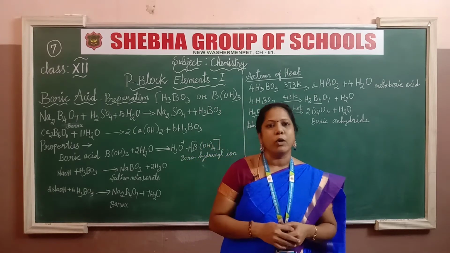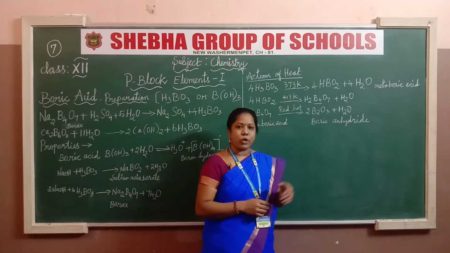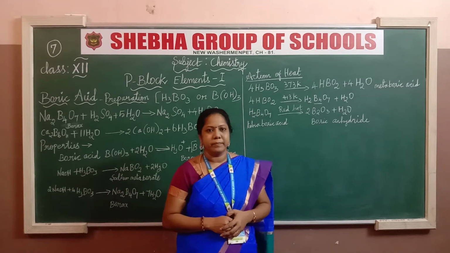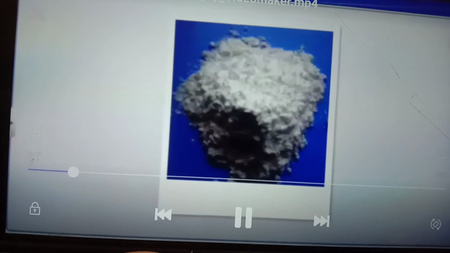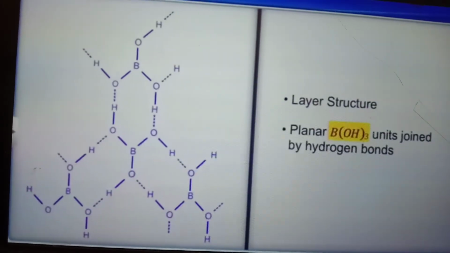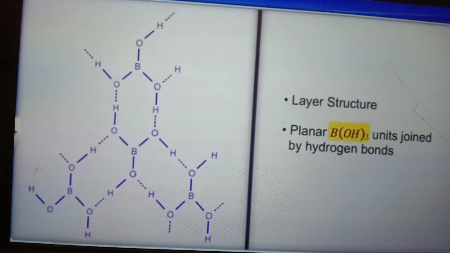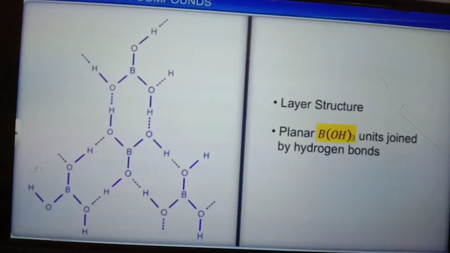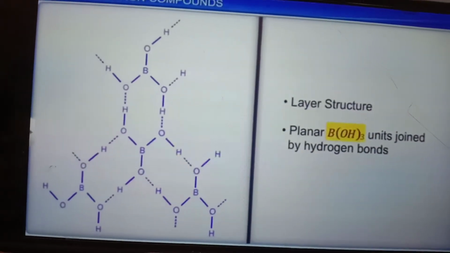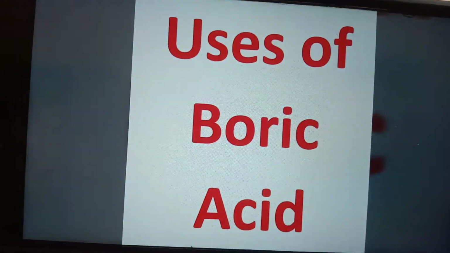I hope you follow how to draw the boric acid structure. Okay. This is boric acid. It looks like colorless crystals. And this is the structure of boric acid. It's bonded with hydrogen and boron. This is the structure of the layer, two-dimensional layers.